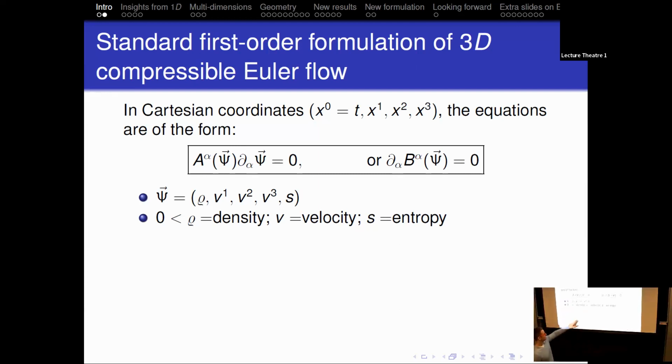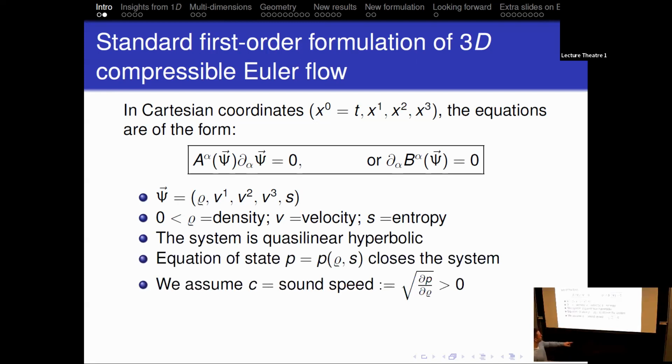I'm going to restrict to the positive density regime. I'm going to stay away from the free boundary problem because that's got its own degeneracies. I don't really want to deal with those while dealing with shocks at the same time. And to close the system, you need to pick an equation of state in which the pressure is a function of the density and the entropy. You need to choose such an equation of state even to get the equations into this form.